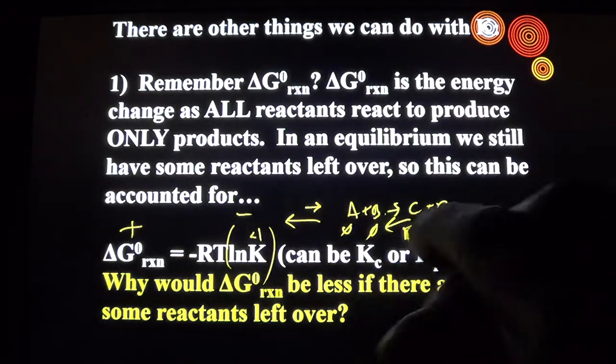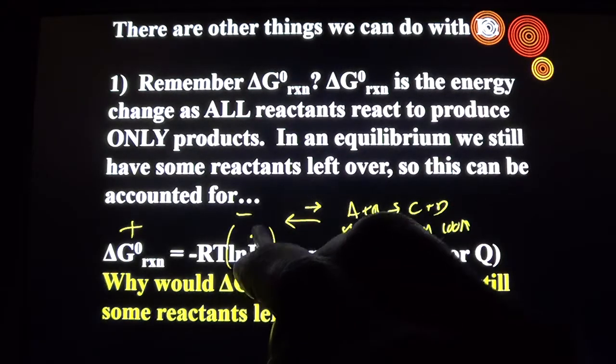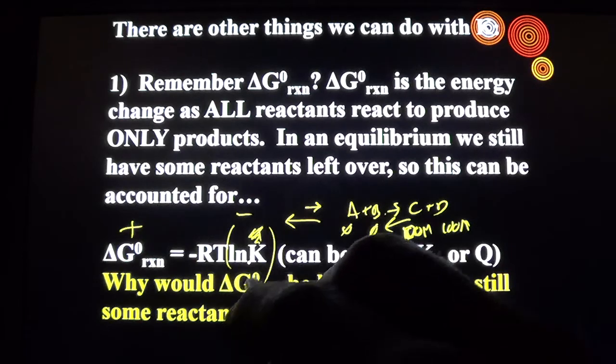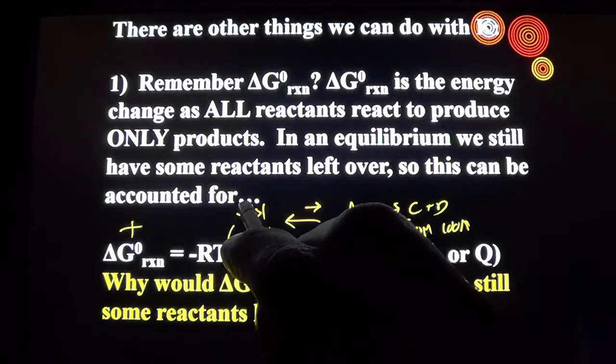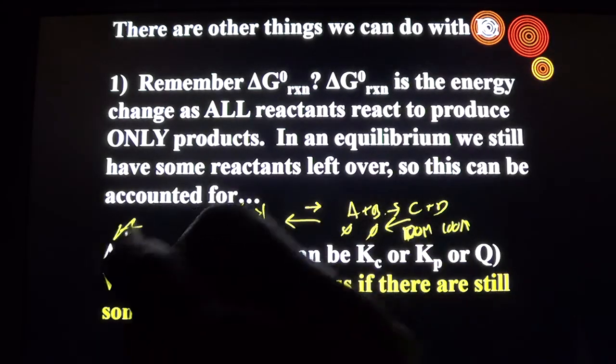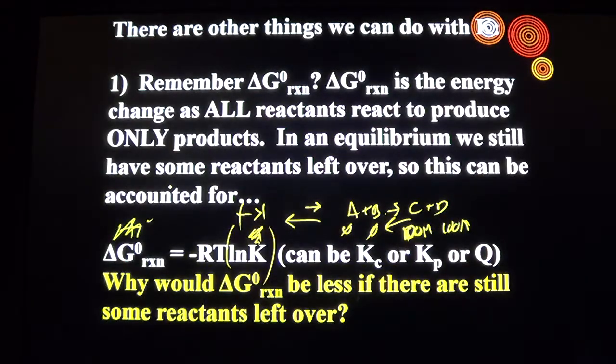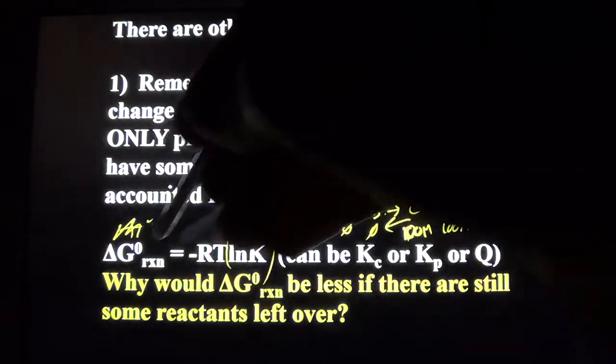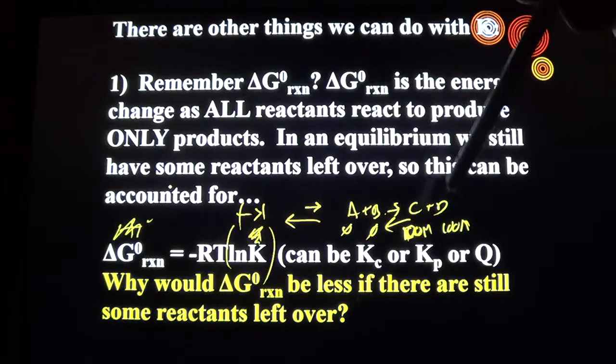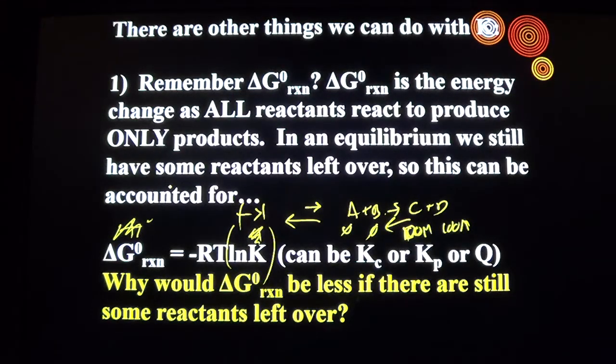Now, of course, the reverse reaction would be the inverse of K. So if you go in reverse, you flip your K, and the inverse of a number less than 1 is greater than 1, and then suddenly this term is positive and delta G is negative, and it would go. So we could use delta G to evaluate how spontaneous a forward or reverse reaction is in that equilibrium situation.